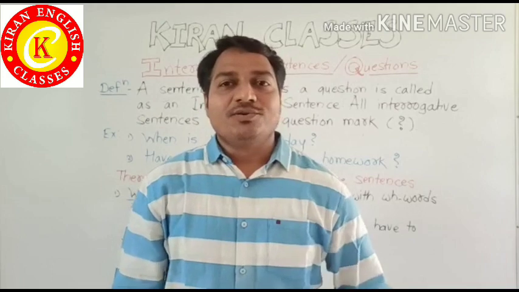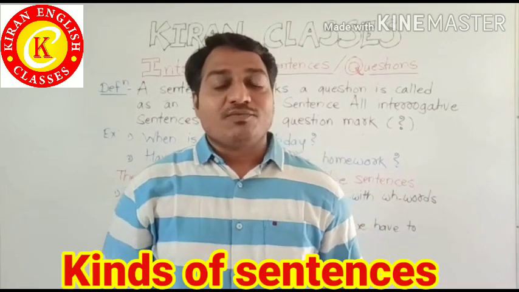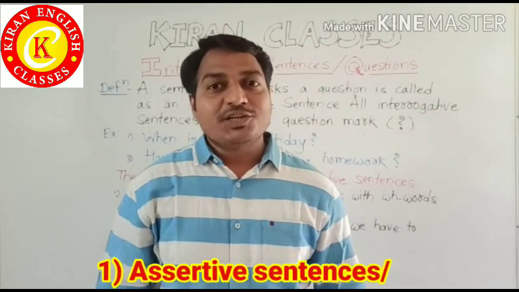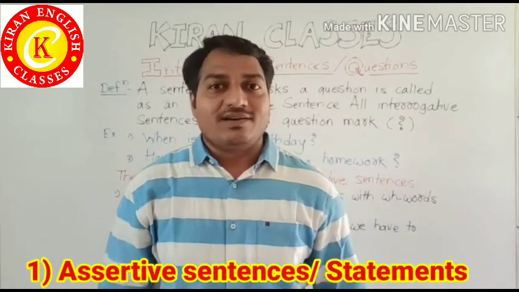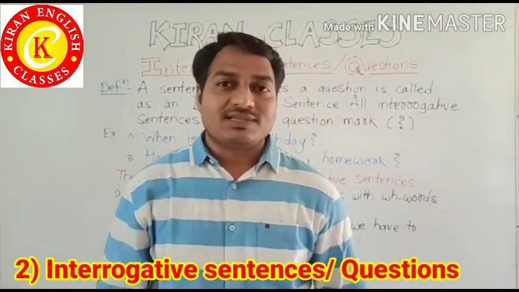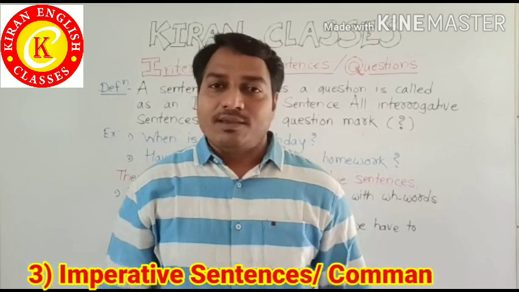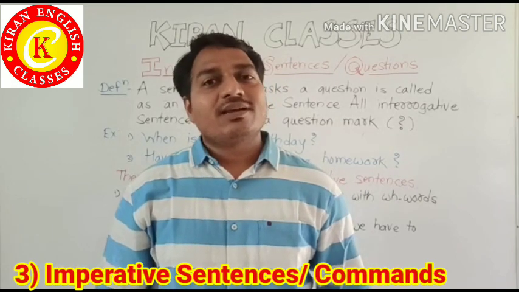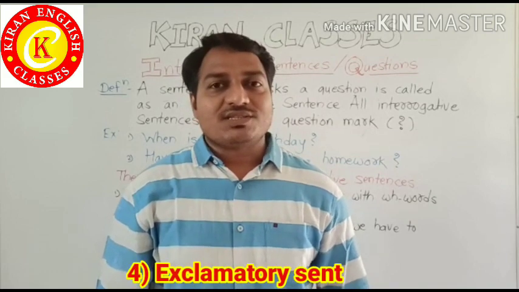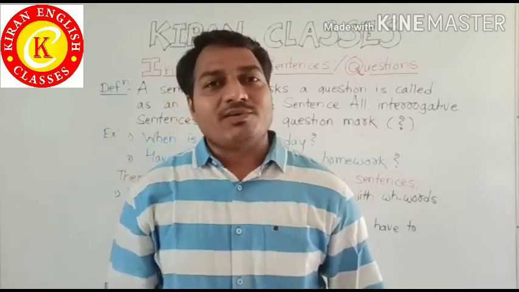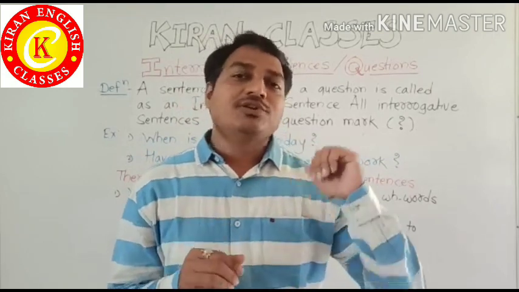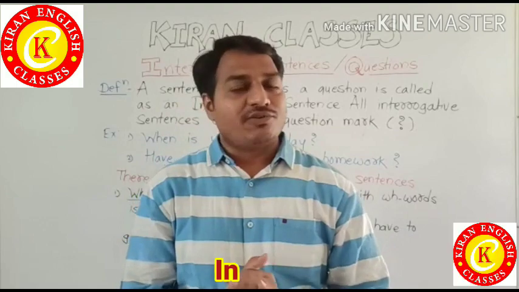In the previous video, we saw kinds of sentences. We saw that there are four kinds of sentences. First one is assertive sentence or statements. Second is interrogative sentences or questions. Third one is imperative sentences or commands. And the last one is exclamations. Last time we saw assertive sentences in detail. Today we are going to see what is meant by interrogative sentences.